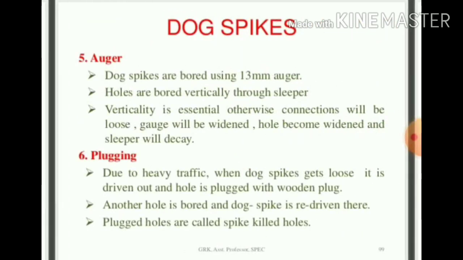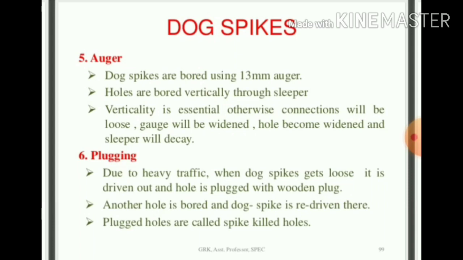Understand now? Next one is the dog spikes. Coming to dog spikes, by using auger boring we can drive them, and also by using plugging we can insert them. Now coming to auger, dog spikes are bored with a 13 mm auger. The holes are bored vertically through the sleeper. Verticality is essential, otherwise connections will be loose. Gauge will be widened, holes become widened, and the sleeper will decay.